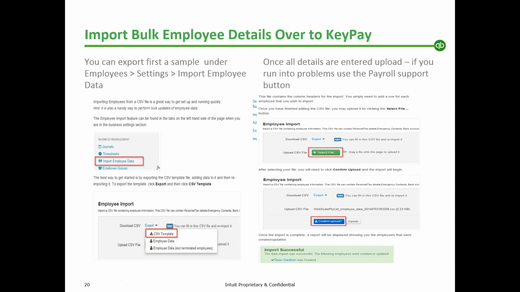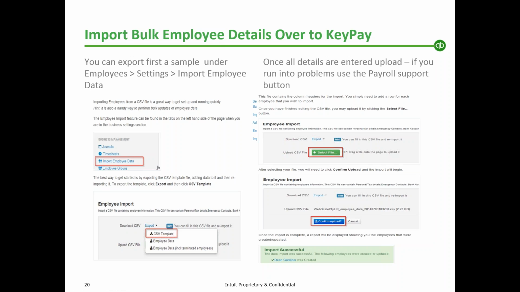As I've mentioned, the employee details don't come across, the pay run doesn't come across. What will come across is your payroll journals. That way, all your profit and loss and your balance sheet will balance.